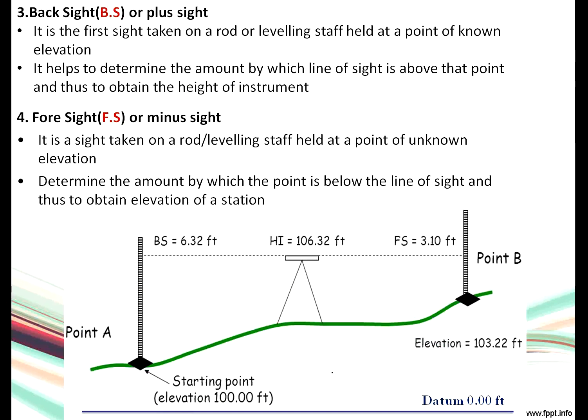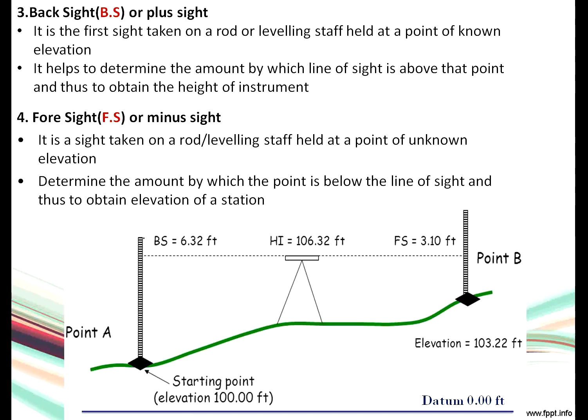Now you can see this figure here, right? There is an instrument which is set up at the middle, and there are 2 points A and B on either side of this particular instrument. Here, point A is considered as the starting point. Why? Because here the elevation of the point A is known. If a station's elevation is known, then that particular station is called the benchmark station. It is denoted by BM, the point whose elevation is known. Then that point will be our starting point while conducting a leveling.